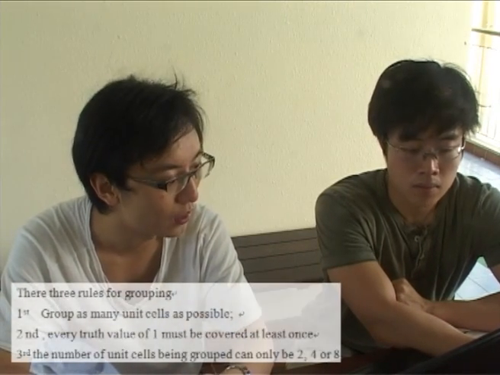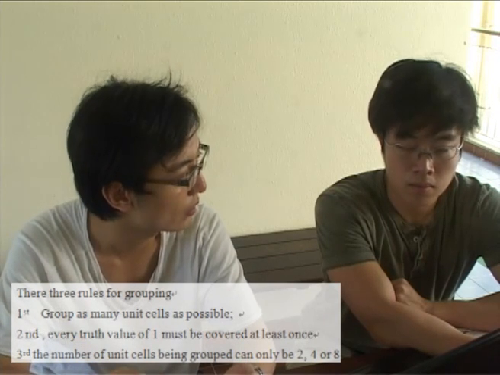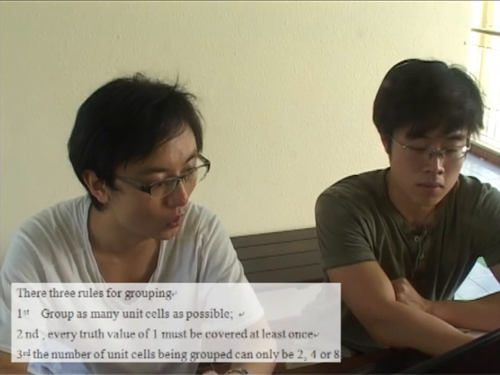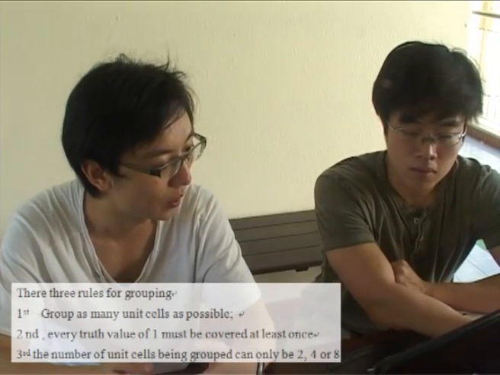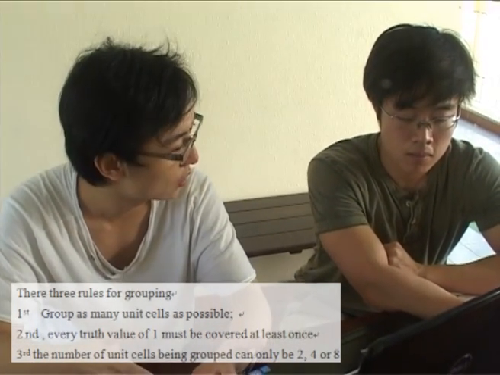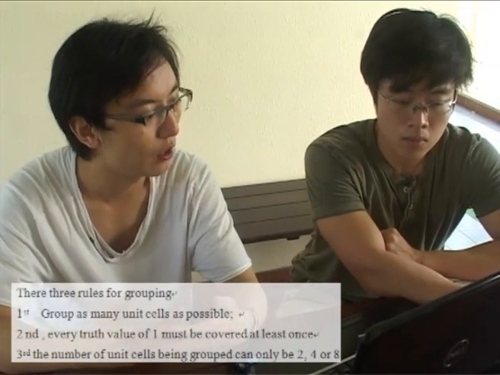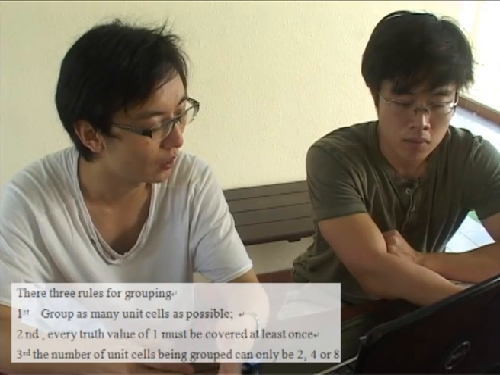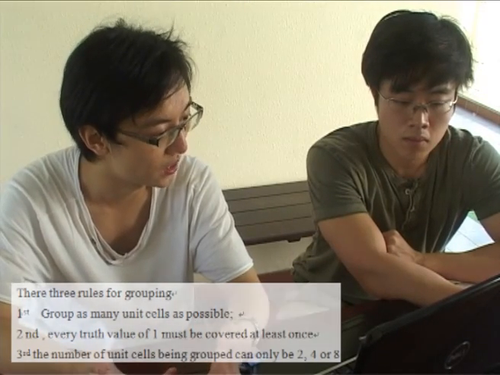And there are 3 rules for grouping. The first one, group as many unit cells as possible. The second one, every truth value of 1 must be covered at least once. And the third one, the number of unit cells being grouped can only be 2, 4, or 8.